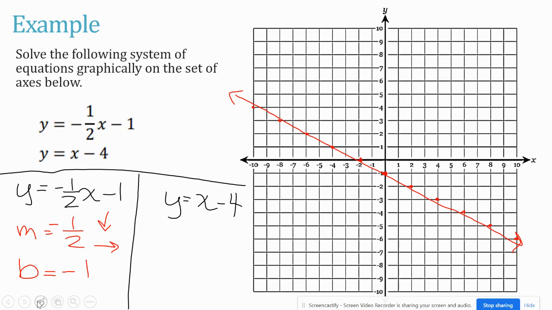Okay. Now let's do the next one. So we don't have a number in front of x. Remember, that means there's an invisible 1 there. So our slope is 1, and we want to write that as a fraction. So I'm going to write 1 over 1. Okay. And then our y-intercept is -4. So we're going to put a point where y is -4.